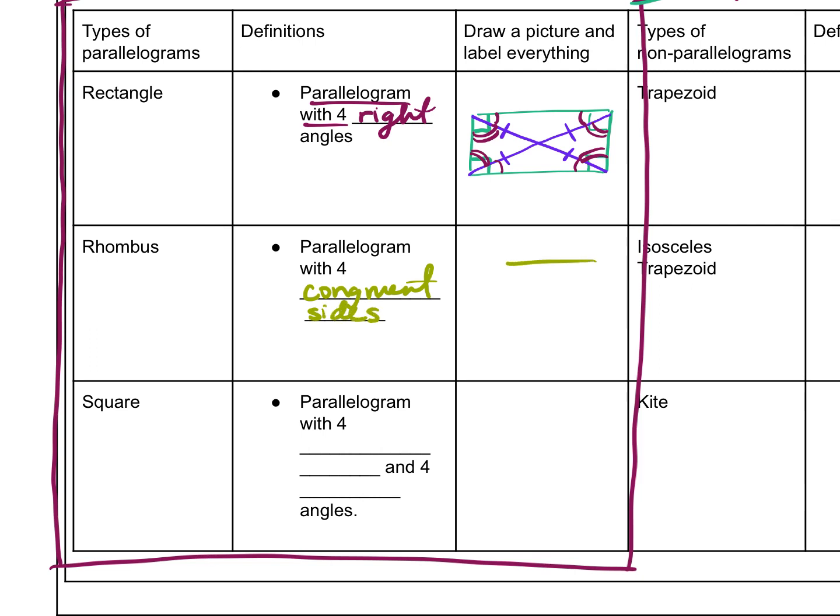So a rhombus might look like this, where all 4 of these are the same. And now this is what Luke was talking about. The diagonals are bisectors. So all 4 of these angles will be the same. And all 4 of these angles will be the same.